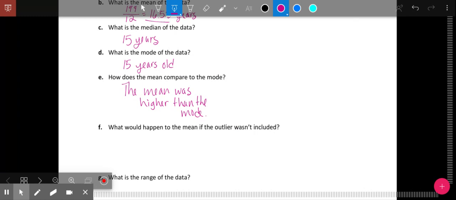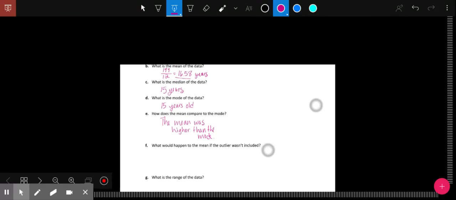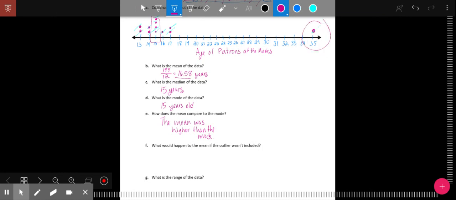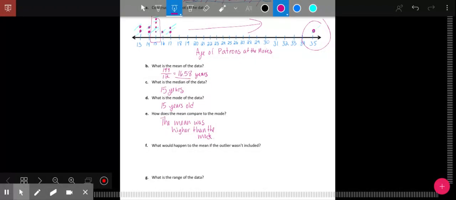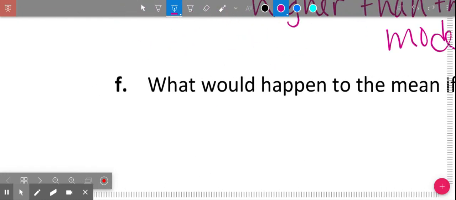And then part F says, what would happen to the mean if the outlier wasn't included? Now remember, we've talked about in a past set of notes that the mean is affected by outliers. If you have a high outlier, the mean gets pulled up towards that outlier. So if we look at our dot plot, 35 is an outlier. It's really far away from the rest of our data, so it is dragging that mean higher. It is making that mean higher than all of our other averages. So what would happen to the mean if the outlier wasn't included? Well, if we're not including the outlier, the mean would decrease.